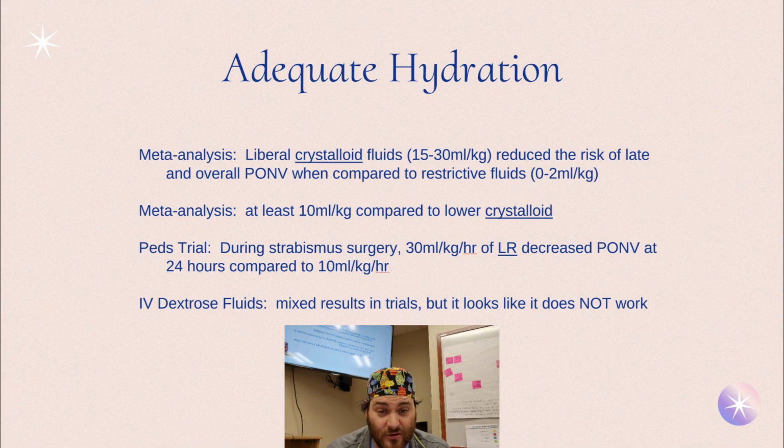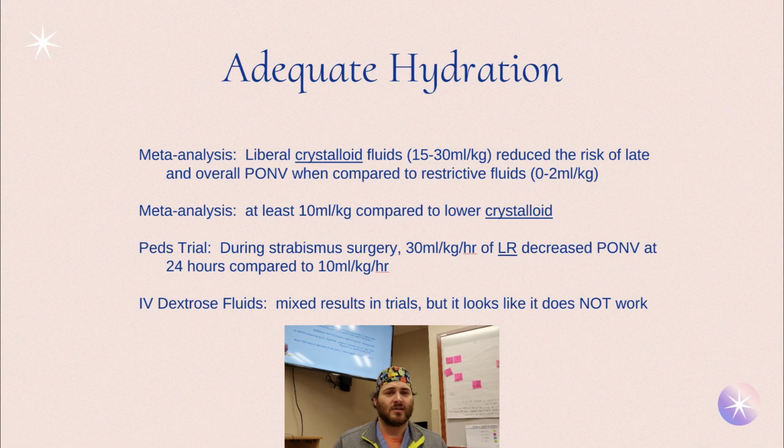In terms of pediatrics, if you'll remember from ACLS and things like that, if a kid needs a fluid bolus, it's 20 mLs per kilo with crystalloid. So that's right up there with what this is. Another meta-analysis showed at least 10 mLs per kilo would help prevent nausea and vomiting compared to lower amounts of crystalloid. I have crystalloid underlined in both of these.